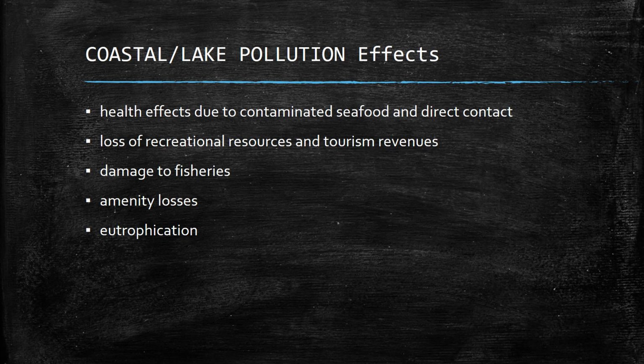And then there's the amenity loss and eutrophication. Eutrophication is the excessive richness of nutrients in a lake or other body of water, which can cause overgrowth of vegetation, which can cause further damage to fisheries.